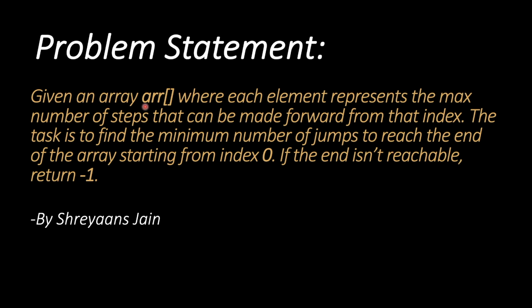We have an array ARR where each element represents the maximum number of steps that can be made forward from that index. Our task is to find the minimum number of jumps to reach the end of the array, starting from index 0. This means we are standing at the 0th index and we need to reach the last index of the array, and the value of the element at that index tells us how far we can jump from that index.